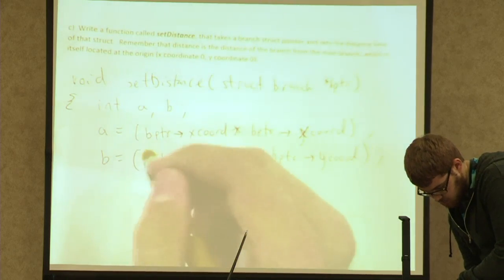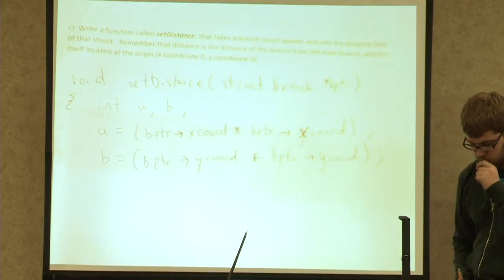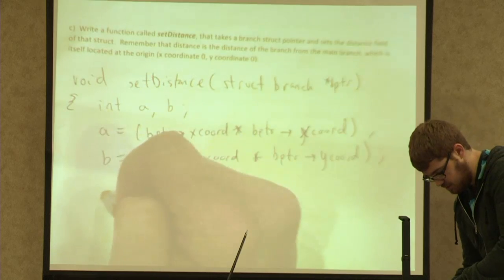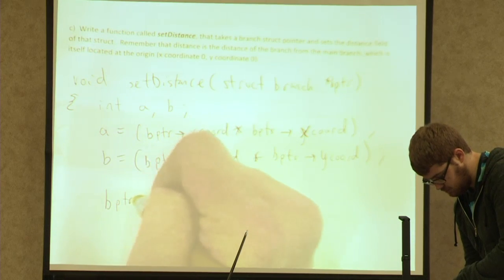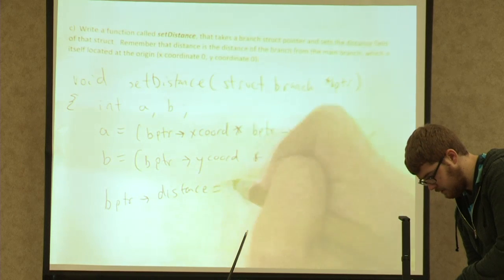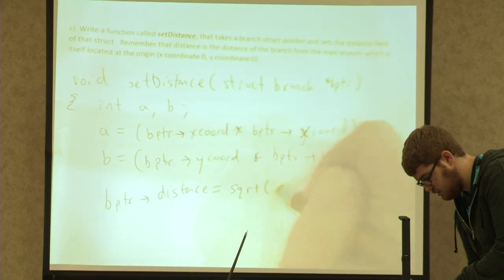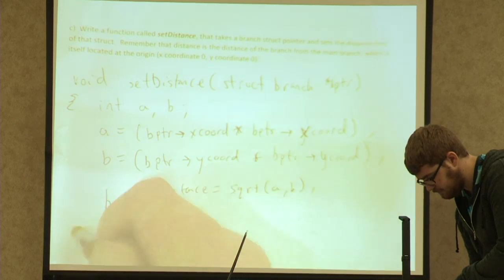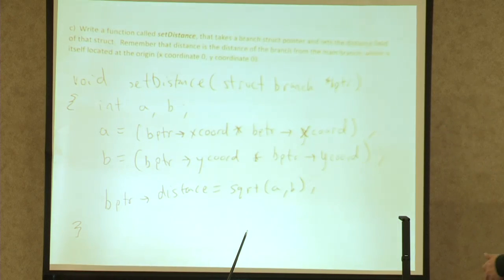And then she said assume you have a square root function, so you could just do b pointer distance equals square root ab. And she said the square root function just gets the square root of the sum of the two numbers that are passed to it.